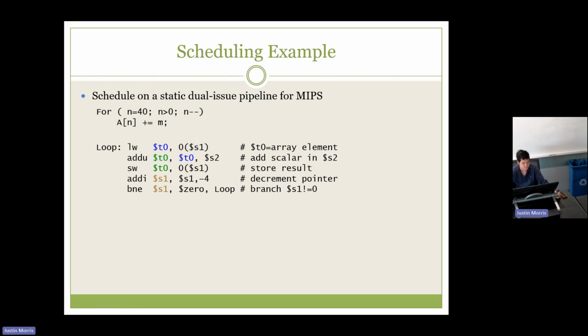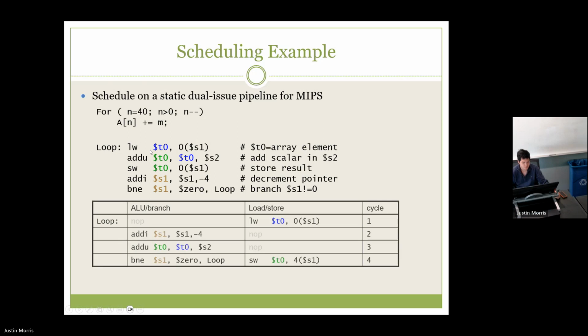So here we can see an example. We have this loop. And for the first issue packet, it can only find the load word. There's no R type to go with it. And then for the second packet, it's doing this add immediate. There's no load word to go with it. Third packet, we have the add unsigned. No load word or store word to go with it. Fourth packet can do the branch and the store word.